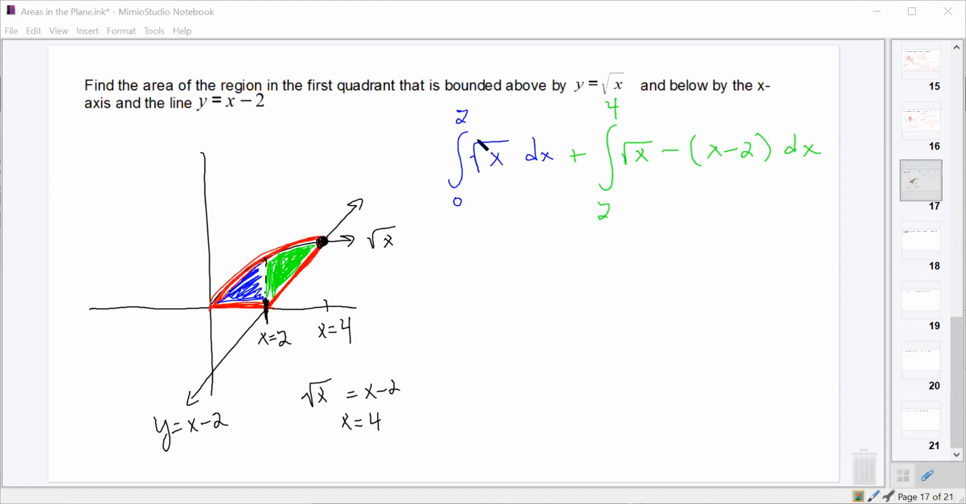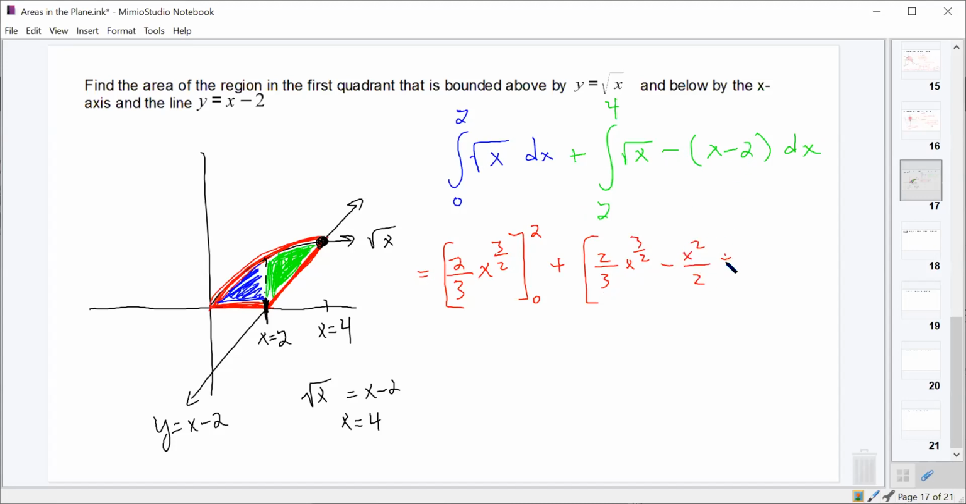Okay. So what's the integral of root x? 2/3 x to the 3/2, right? So we've got to evaluate that from 0 to 2. And we need to add to that, we just did that integral, 2/3 x to the 3/2. What's the integral of minus x? That should be minus x squared over 2. And the integral of plus 2 should be plus 2x. And this will be done from 2 to 4. Everybody agree there? Yes. Perfect.